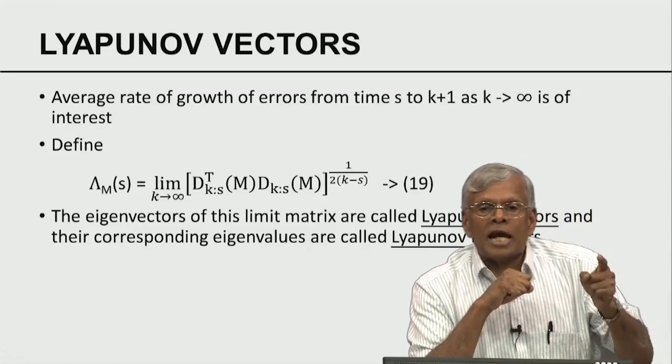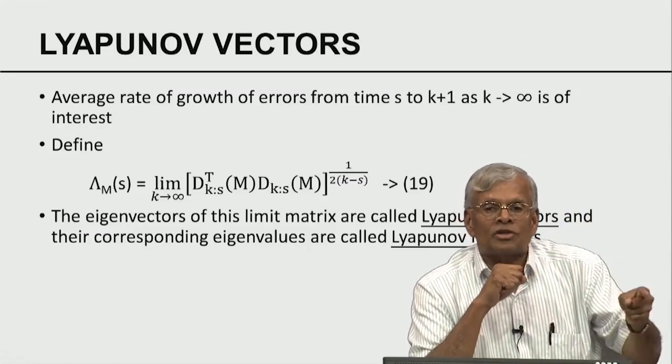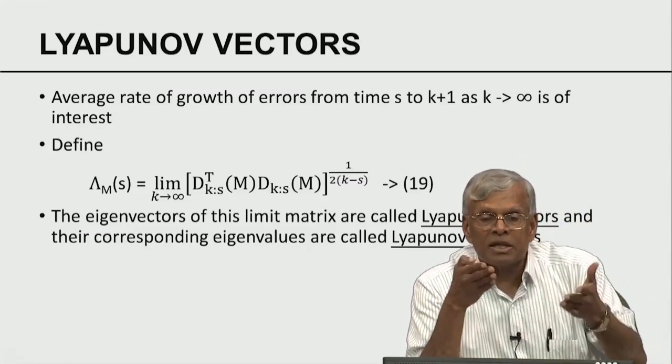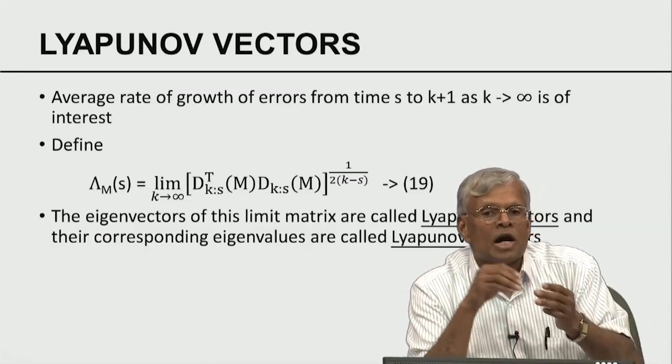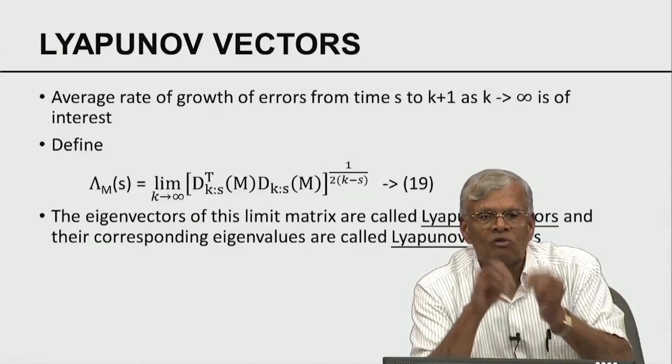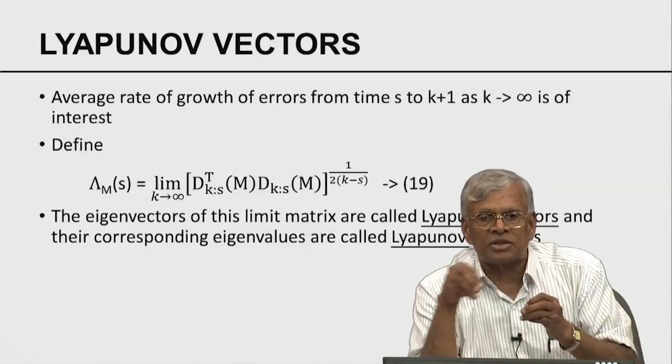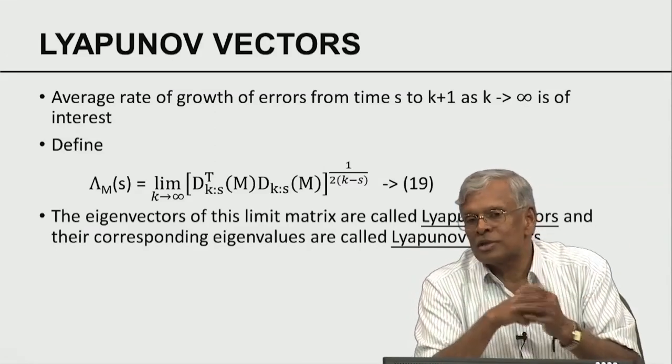So to understand the quality of prediction, we need to understand the predictability limit. What is the predictability limit? The predictability limit is the limit beyond which errors overwhelm the signal. If the errors overwhelm the signal, the prediction is useless.